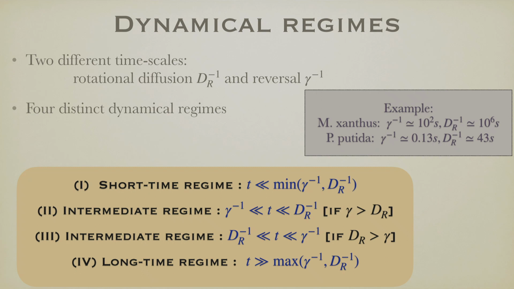But before that, just to give you an idea about what these time scales are in real systems. For Myxococcus xanthus, gamma inverse is of the order of 100 seconds, whereas dr inverse is 10 to the power 6 seconds, so it's very well separated. And in the other case, for Pseudomonas putida, we have gamma inverse which is 0.1 second, and dr inverse is 40 seconds. So in this case also it's more or less 2 orders separated.